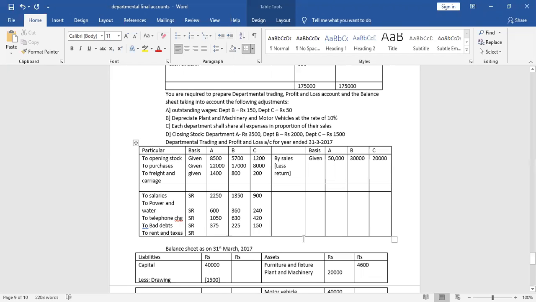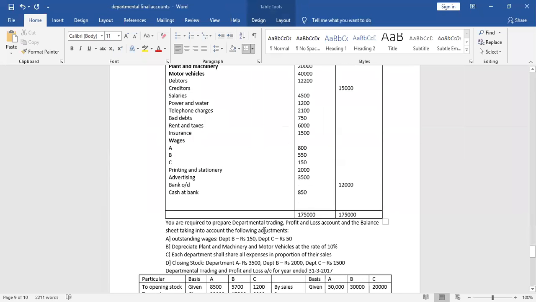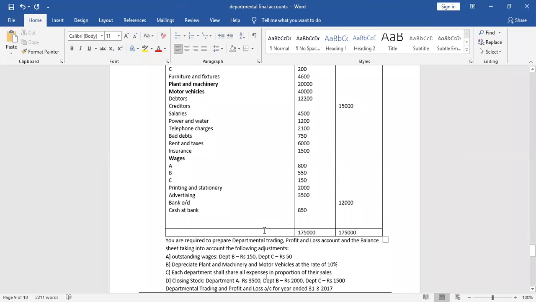6,000. So divide 6,000 in 5 upon 10, 3 upon 10 and 2 upon 10, then you will get 3,000, 1,800 and 1,200. After rent and taxes, we have insurance.